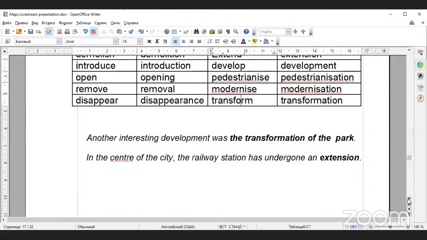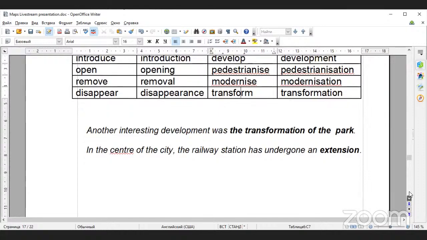And here's how you can use it. Another interesting development was the transformation of the park. Right? In the center of the city, the railway station has undergone an extension. All right.